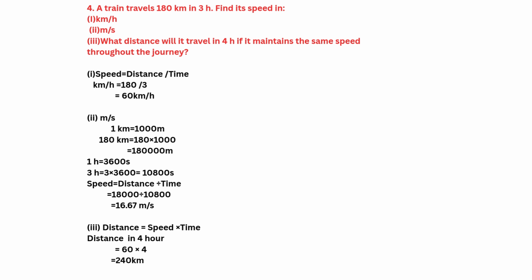First we want to calculate kilometer per hour. The distance is already given in kilometer and the time is 3 hours. So directly we can divide 180 by 3, which is equal to 60 kilometer per hour.